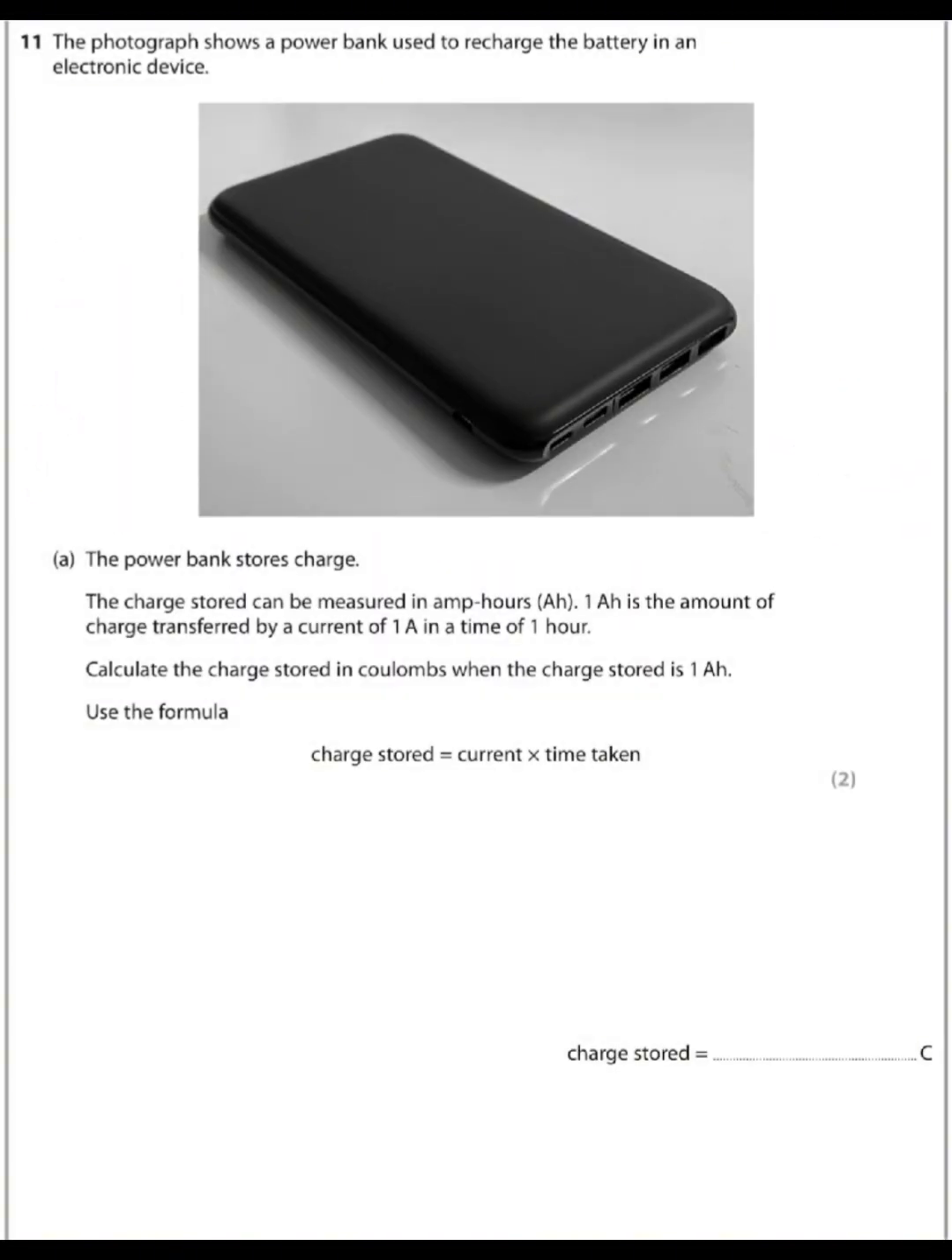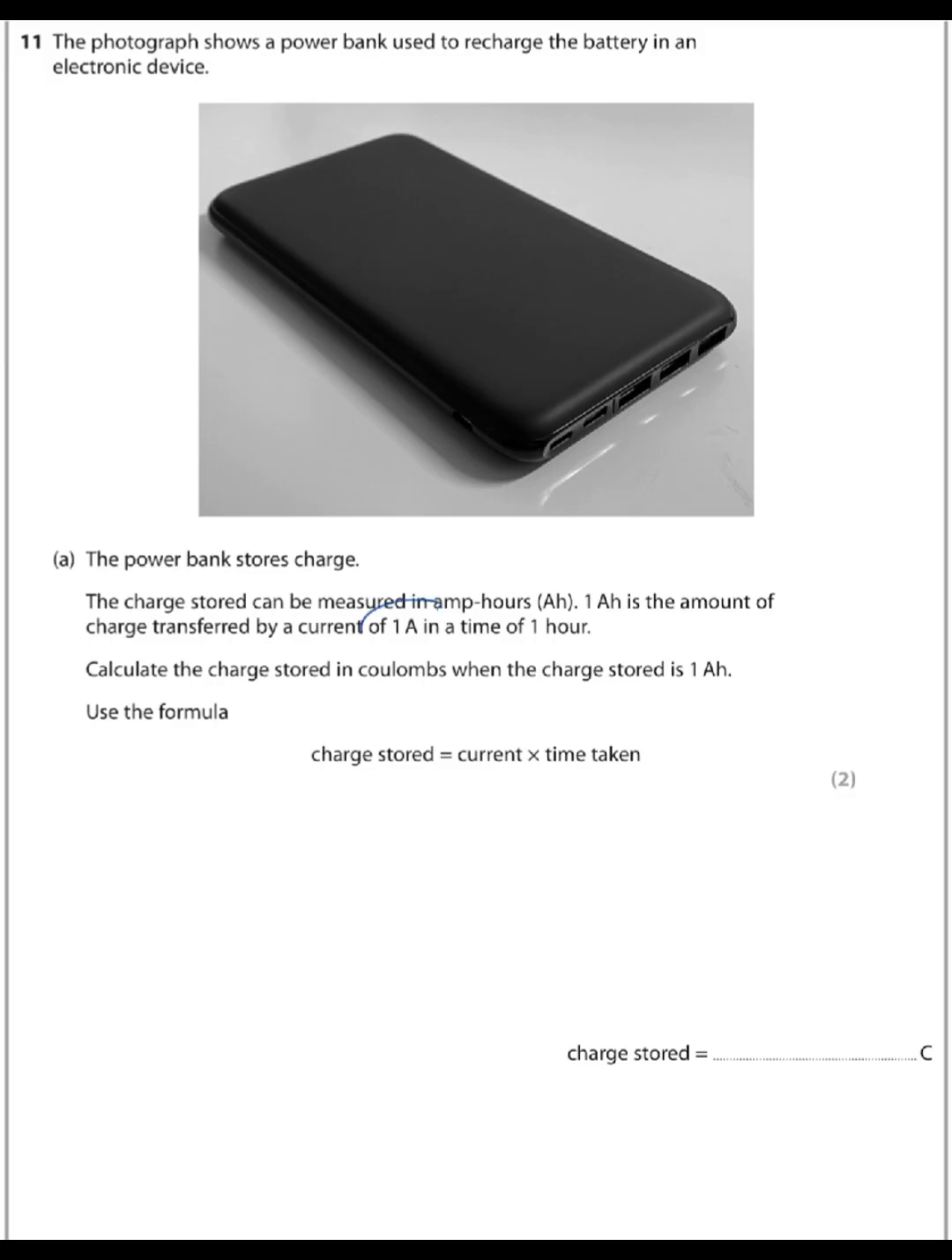Question about a power bank here, and we are asked to calculate the charge stored when a charge is measured in 1 amp hour, having been told that an amp hour is the charge transferred by a current of 1 amp in a time of 1 hour. So we're using the formula charge is current times time.